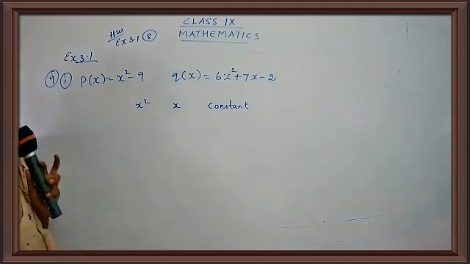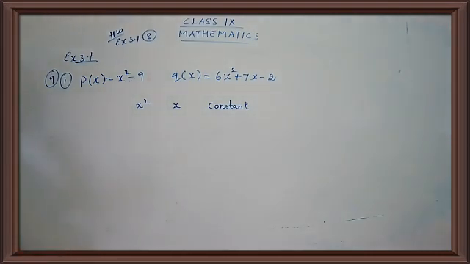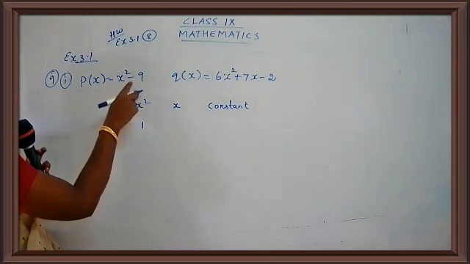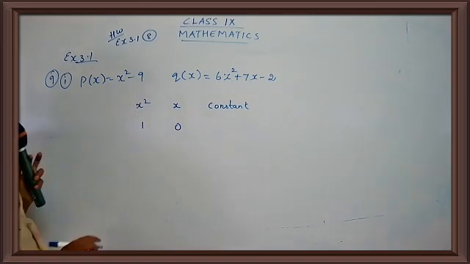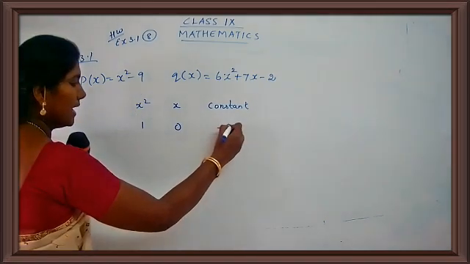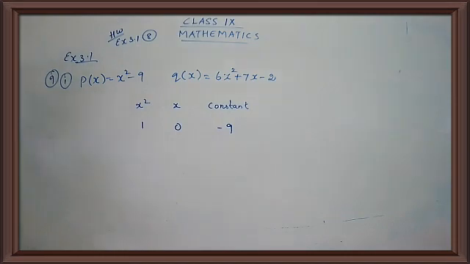x square minus 9. So what do you have here? What is the coefficient for x square? The coefficient for x square is 1, so you have to put 1 here. We don't have anything in terms of x, so just put 0 here. What is the constant here? Minus 9, so put minus 9. Are you clear, children, how to present your answers?